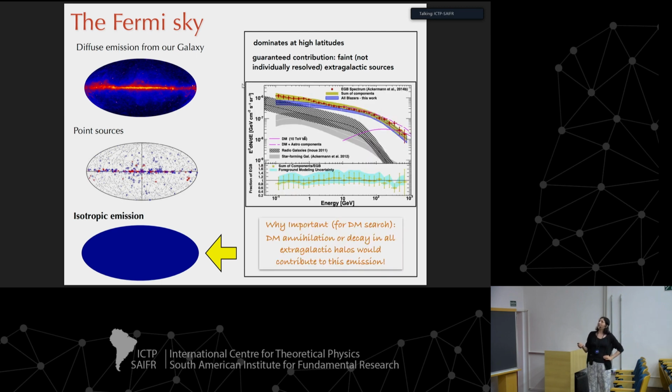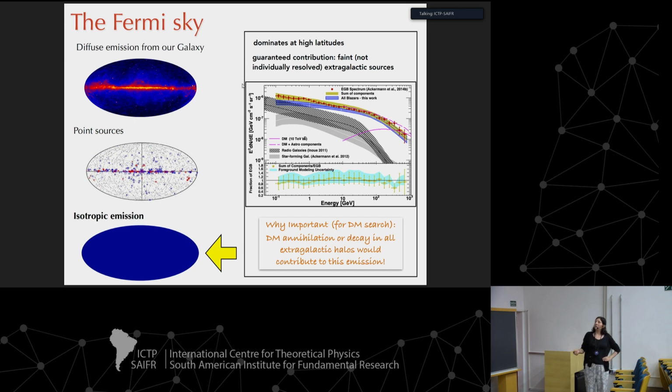Okay, so again, this is the measurement, and it turns out it can be explained by the contribution from all blazars, BL Lacs contributing at higher energies, and then star forming and radio galaxies at lower energies. So basically, it makes sense that this one is made of the contribution of all extragalactic sources that are below the threshold, as I was saying. So if you make a model of sources based on what you know from the observed ones, you can explain the isotropic measurement by the unresolved ones.